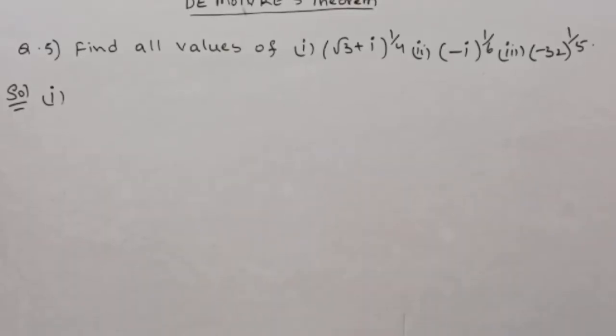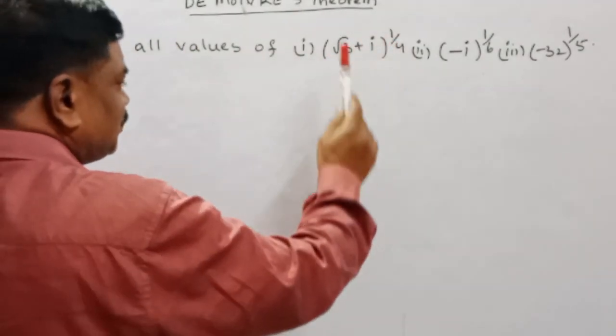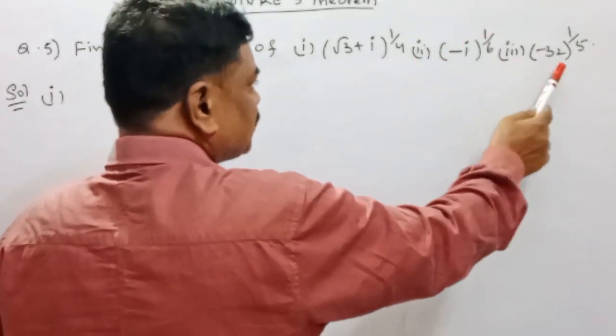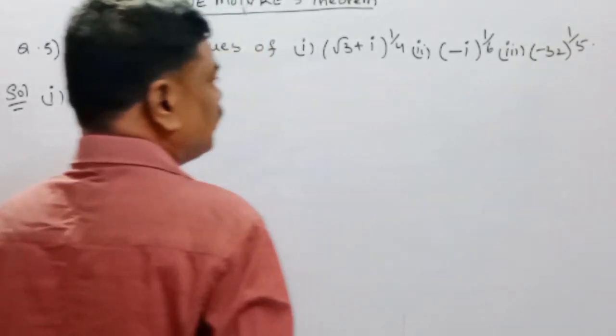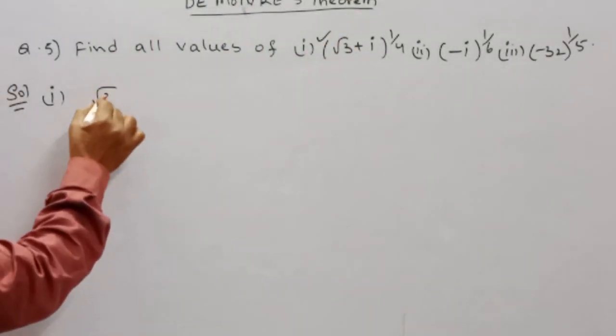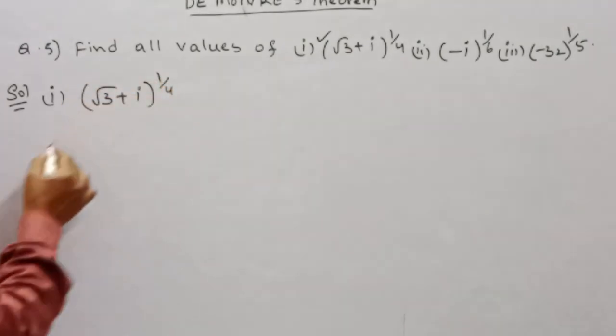Here we have one more problem from De Moivre's theorem. Find all values of: first, (√3 + i)^(1/4); second, (−i)^(1/6); third, (−32)^(1/5). Take the first problem: (√3 + i)^(1/4).